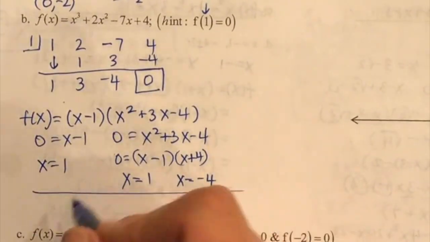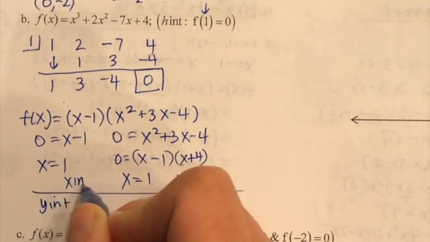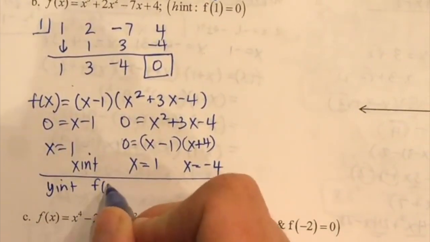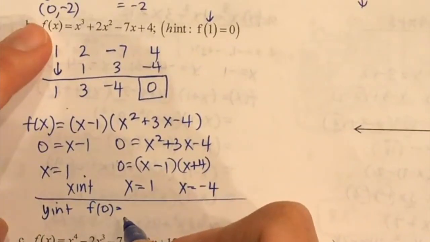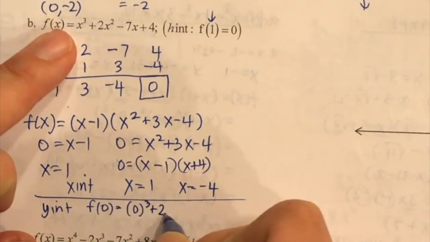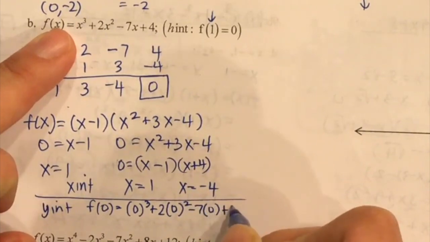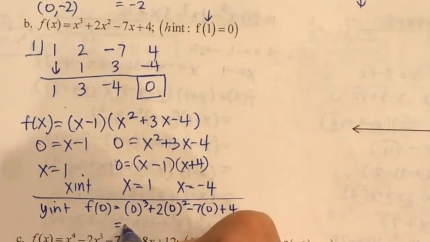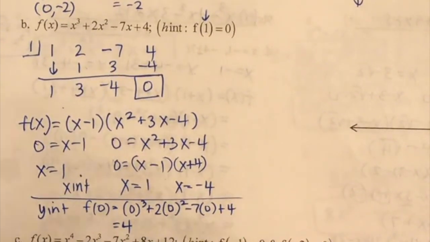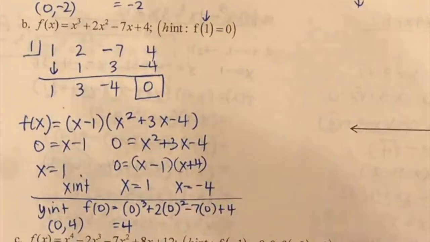Those are x. Now to find my y-intercept, let me label this x-intercept. Okay, to find my y-intercept, I'm going to find f of 0. So I'm going to go back up to my original, and I'm going to put zeros in. All of that just went to 0 plus 4. Double check. Okay, so I just figured out 0, 4 as my intercept.